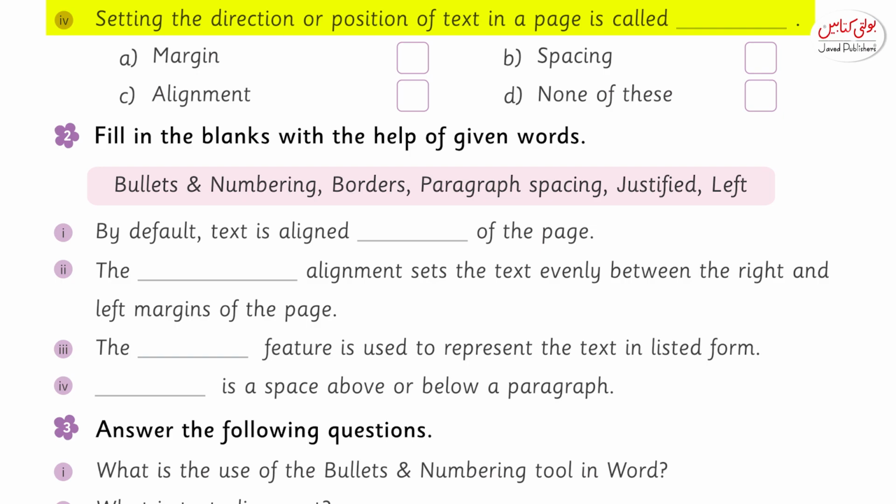Setting the direction or position of the text in a page is called margin, spacing, alignment, or none of these? The right option is option C, alignment.